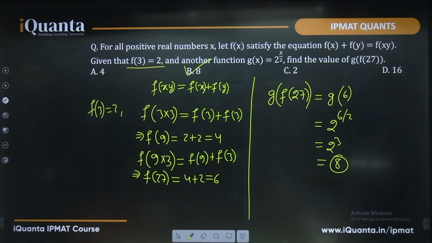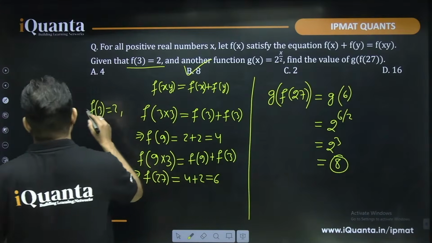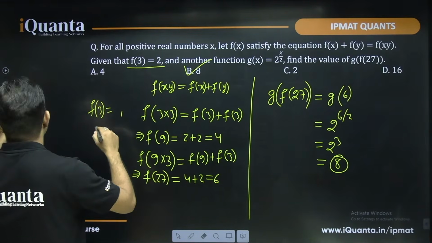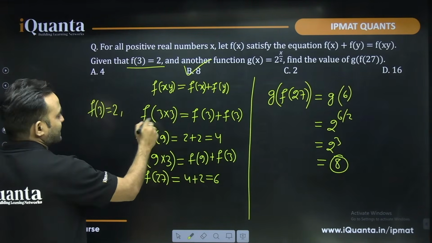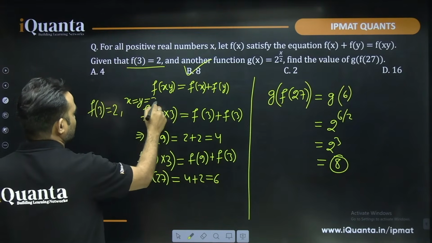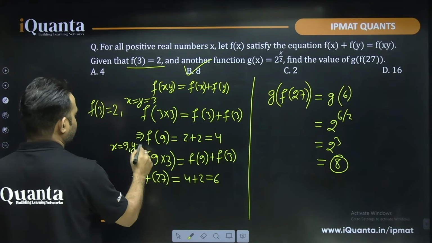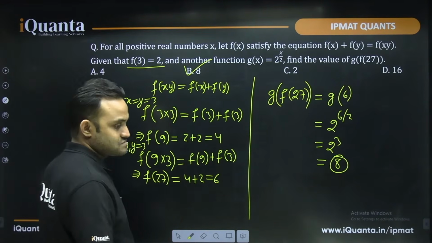Yes, f(3) is given, Talvinder. f(3) is equal to 2. f(3) is equal to 2 is given here in the question. So I can take x is equal to y is equal to 3. Here x is equal to 9, y is equal to 3. Okay.